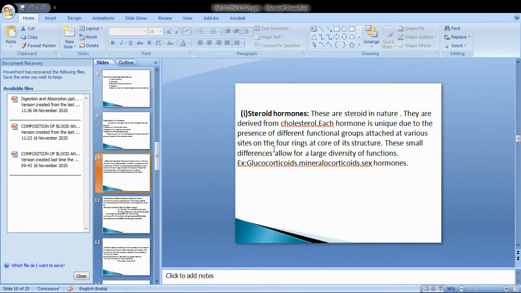Each hormone is different due to the presence of different functional groups attached at various sites on the four-ring core of its structure. These small differences allow for a large diversity of functions, for example in glucocorticoids, mineralocorticoids, and sex hormones.